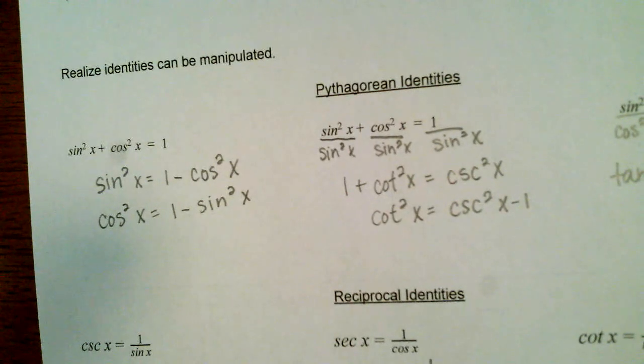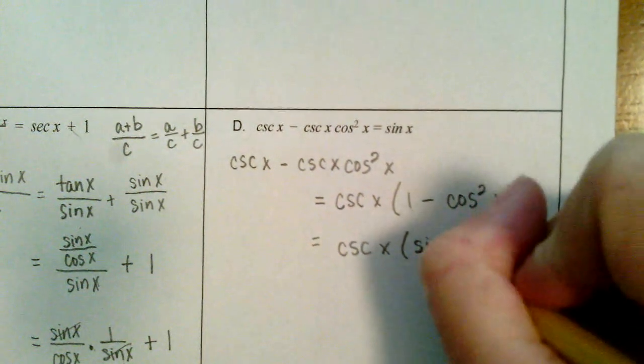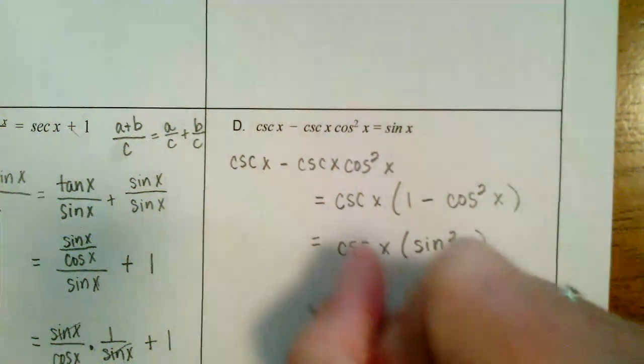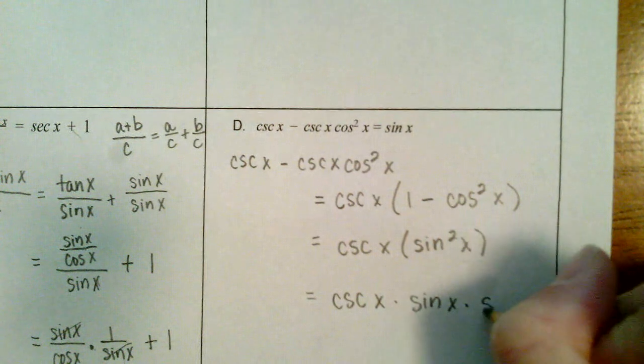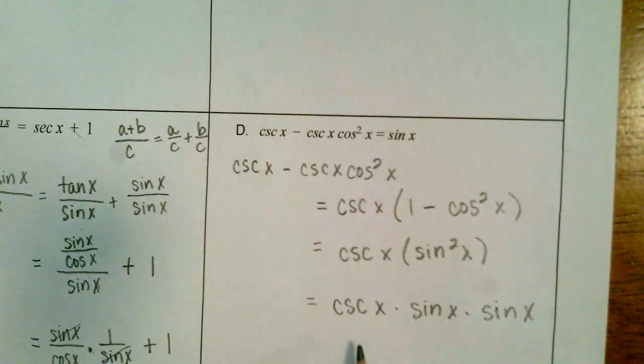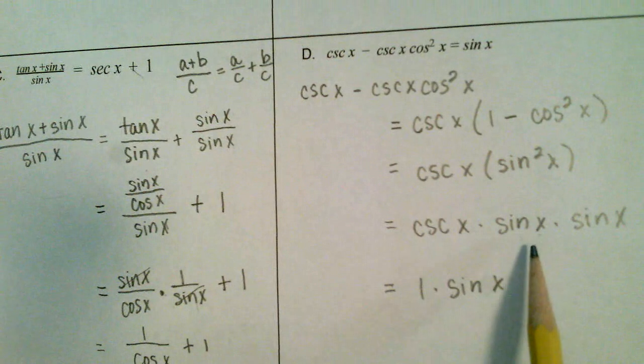If I look back at my Pythagorean theorem identities, I can see manipulated 1 minus cosine squared of x is equal to sine squared of x. So I am going to replace my 1 minus cosine squared of x with sine squared of x. And then I am going to notice that this is cosecant of x times sine of x times sine of x. Okay, because sine squared is sine of x times sine of x. And then I notice cosecant of x times sine of x is equal to 1. Okay, because those are reciprocals. So multiplying together, we get 1.